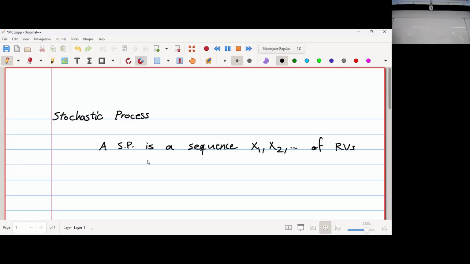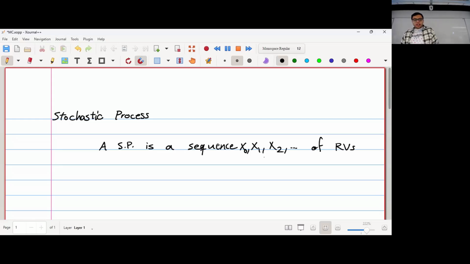Now, sometimes people prefer to have an uncountable set of random variables. We don't really need that in this course. So for now, you can just say that it's a sequence and it's a countable sequence. So I can just give them indices. And as usual, I forgot to start with 0. So let's start with 0: x0, x1, x2, and so on.